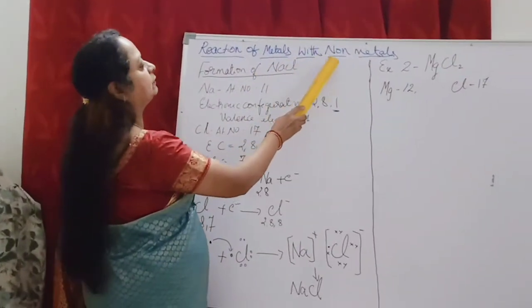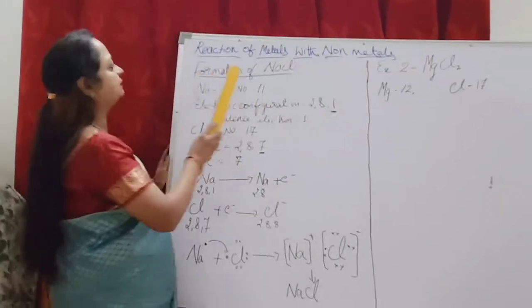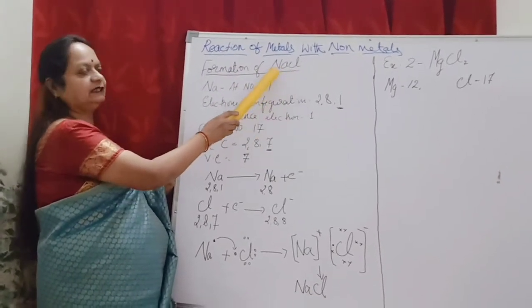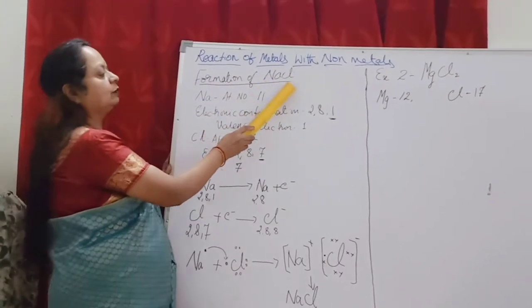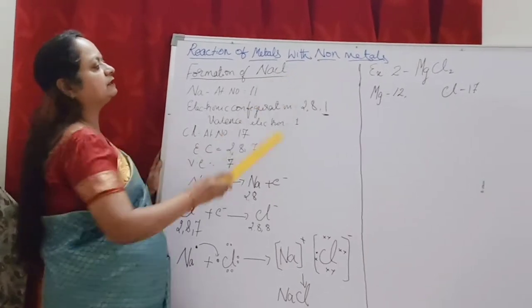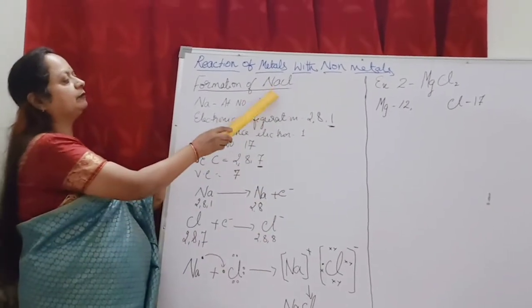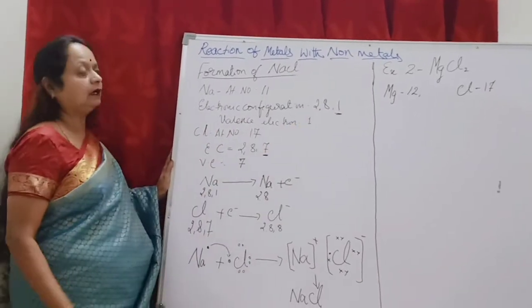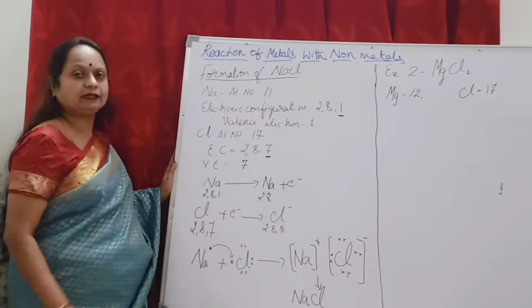Formation of ionic compounds from the reaction of metals with non-metals. Example, formation of NaCl. What is Na? Sodium. What is Cl? Chlorine. Which is the metal here? Sodium is the metal. Which is the non-metal? Chlorine is the non-metal. How is sodium chloride formed?